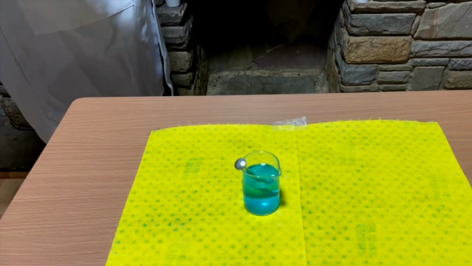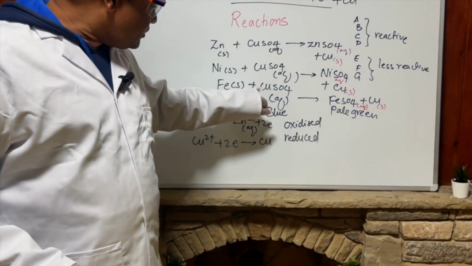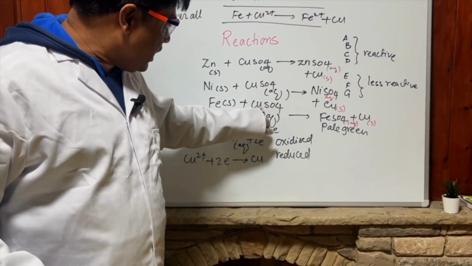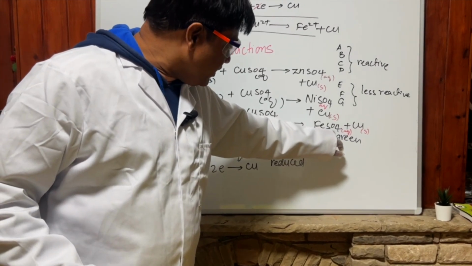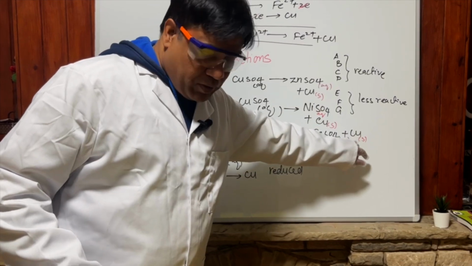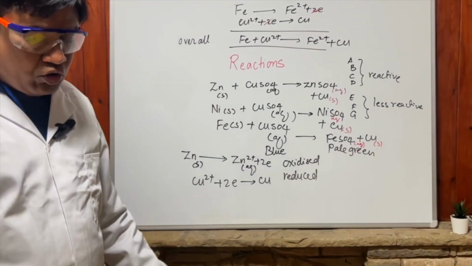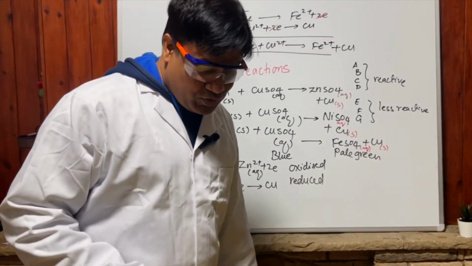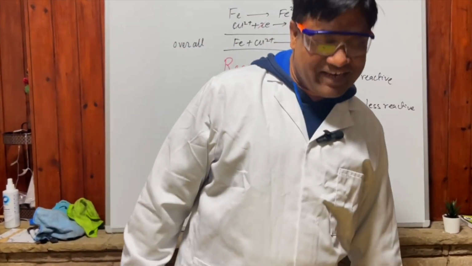That iron nail displaces copper, look at the Fe, and forms ferrous sulfate solution, which is green in color, and the copper gets deposited on the iron nail. Do you think the copper gets deposited on the iron nail?